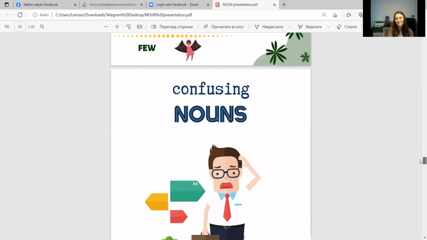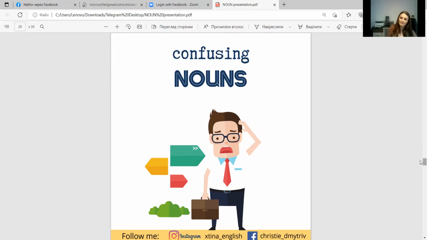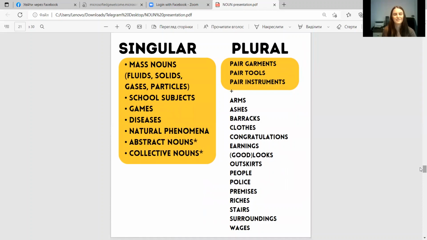So, it's time to talk about confusing nouns, because I hope before everything looked easy for you, everything looked familiar, and now something more complicated, like exceptions, винятки. So, singular and plural: there are nouns which can be only in singular or only in plural. Thus, you will use a singular verb like is, has, does, and others, and plural like are, have, do, etc.